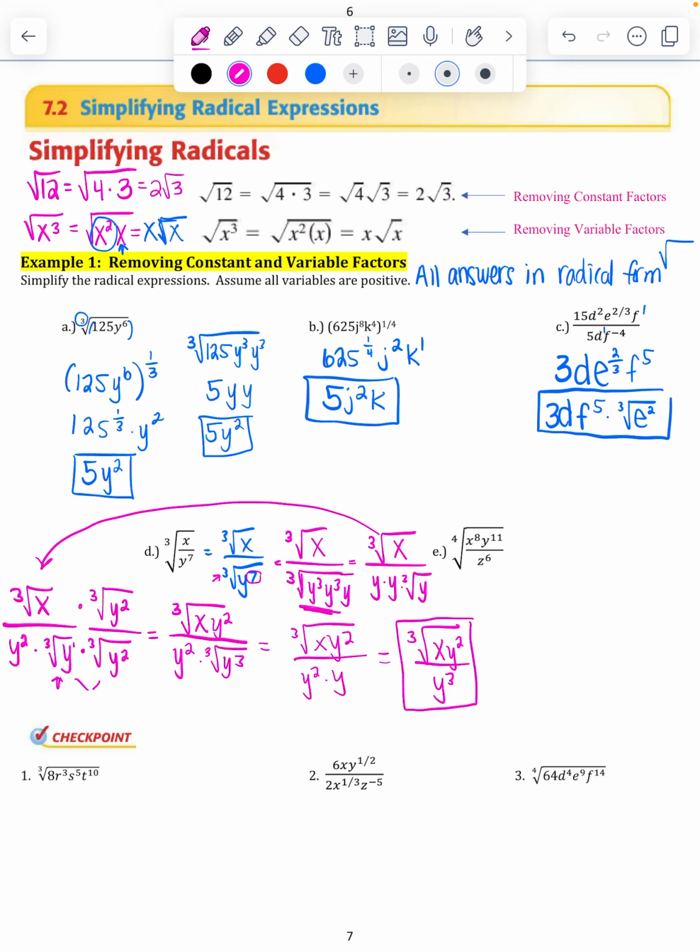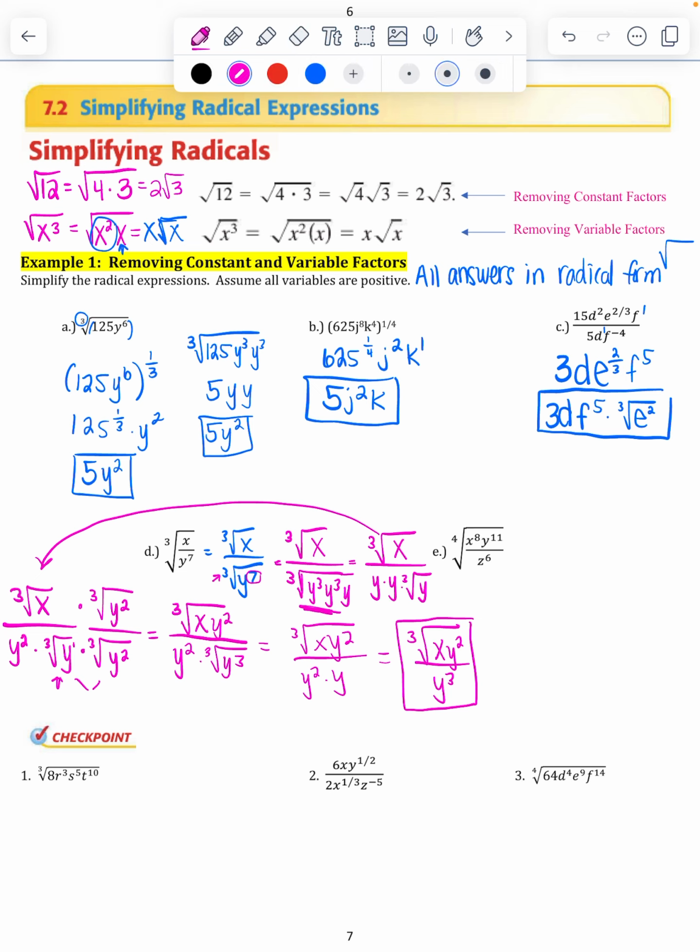Part E, we've got the fourth root of x to the 8th, y to the 11th over z to the 6th. So now we're dealing with the fourth root. What we want to do is try and simplify this as much as possible, because if we look at all of the exponents, 8, 11, 6, every single one of them is greater than 4. So I know this can be simplified.